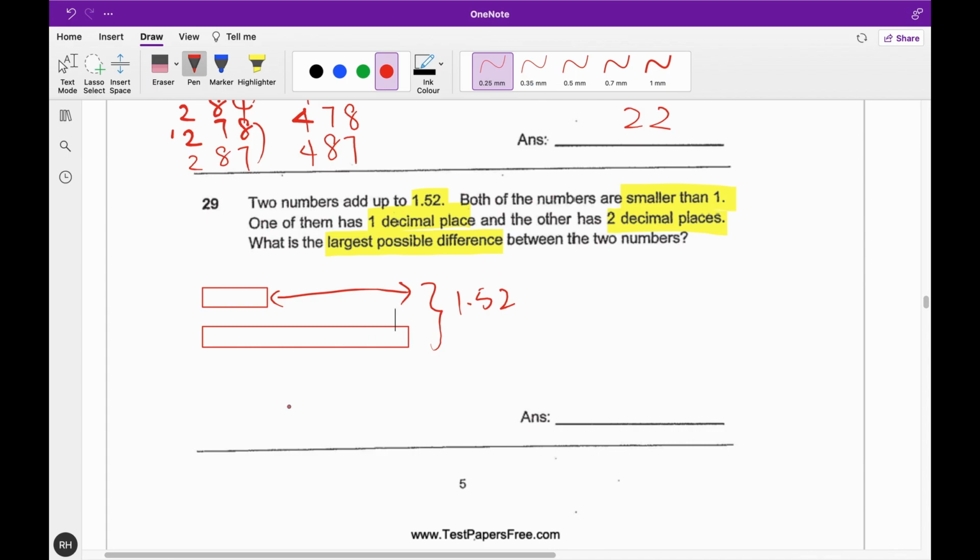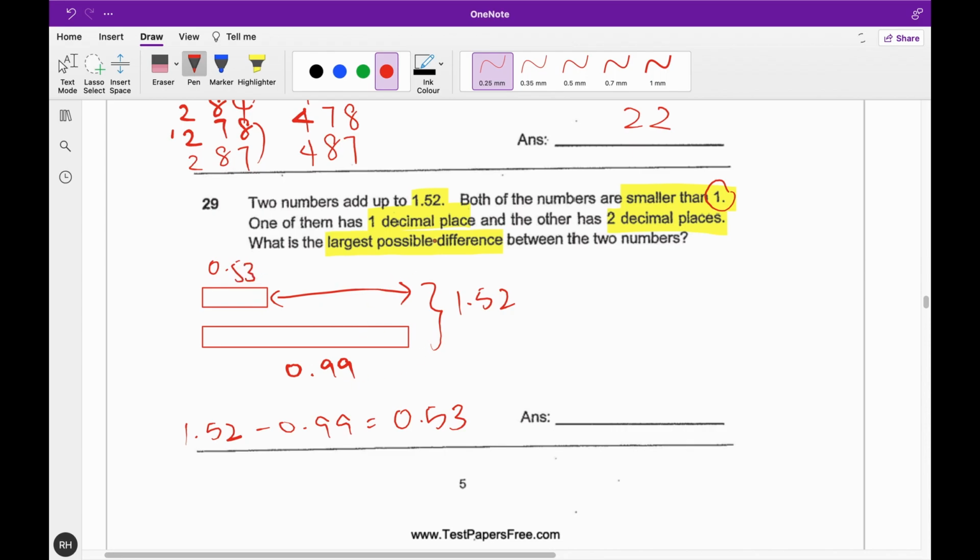So it's, for example, 10 minus 9, then you get 10 minus 1 and you'll get 9. So you want to find extreme ends of both. So what's the biggest number that we can have that is smaller than 1? That will be 0.99. Okay, so if this is 0.99, what would this be? So we will do 1.52 minus 0.99. We'll get 0.53.